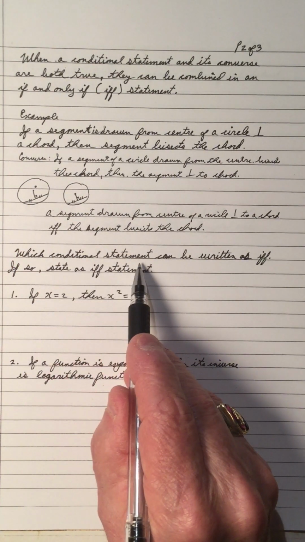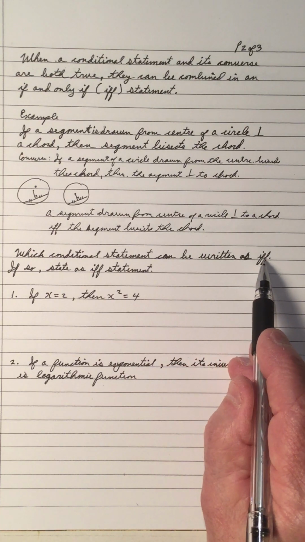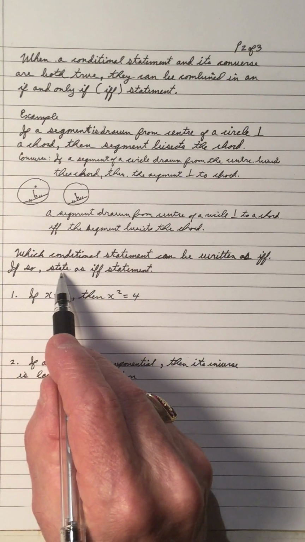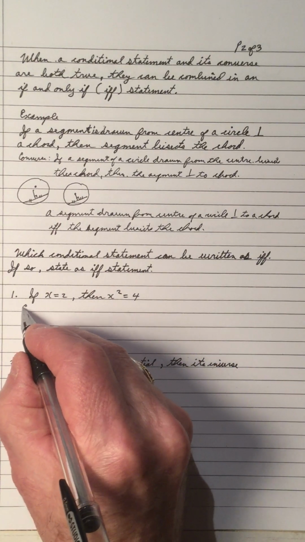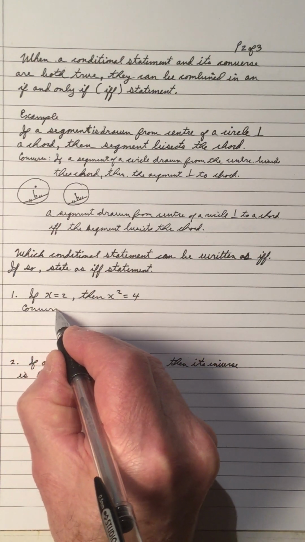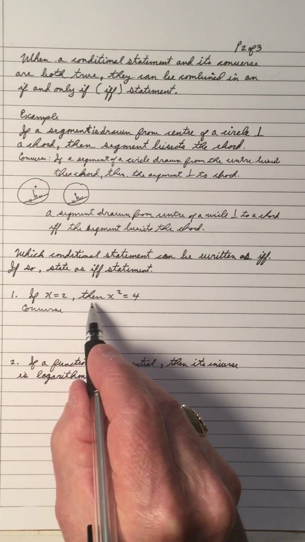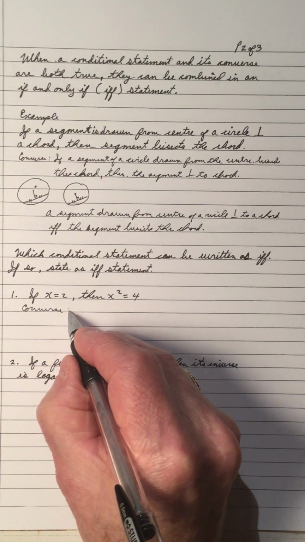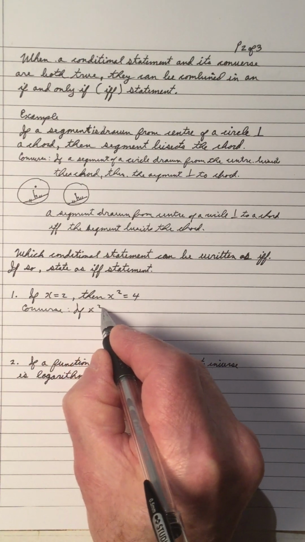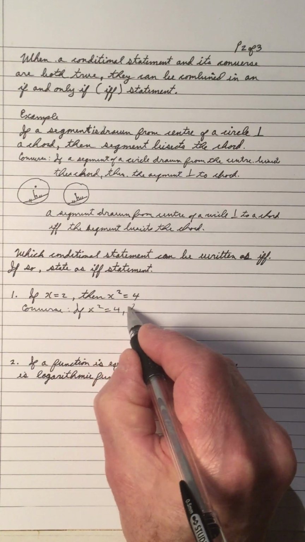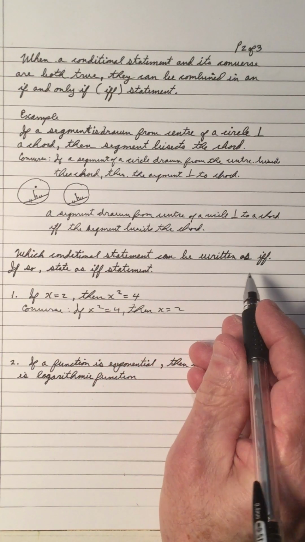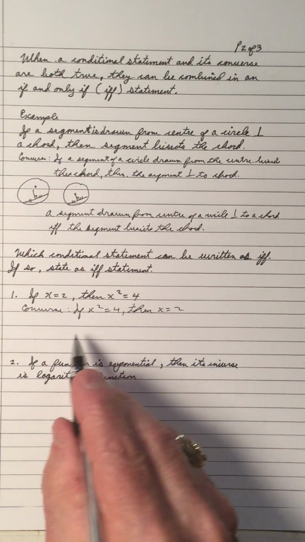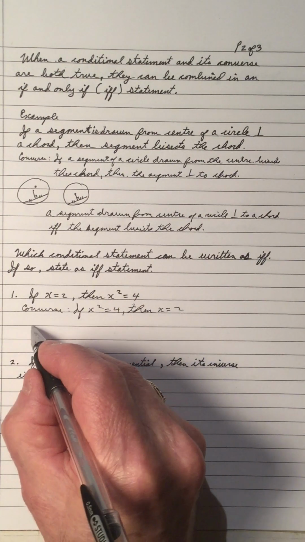Which conditional sentence can be written as if and only if? If so, state it as an if and only if statement. The converse of this: if x is 2, then x squared equals 4. The converse, if x squared equals 4, then x equals 2. And that's false. Why?